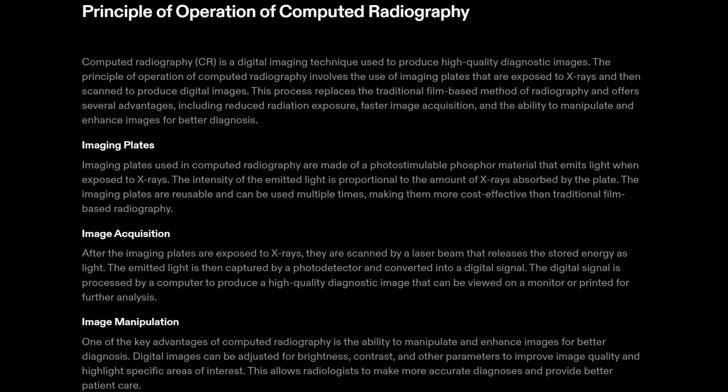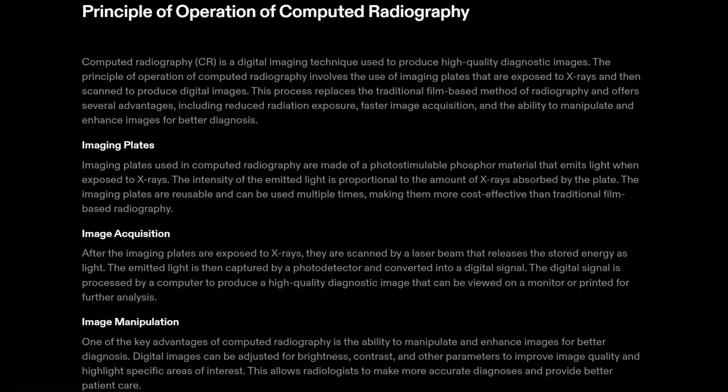First, the imaging plates. The imaging plates used in computer radiography are made of a photostimulable phosphor material, which emits light when exposed to X-rays. The intensity of the emitted light is proportional to the amount of X-ray absorbed by the plate. The imaging plates are reusable multiple times, and this is more cost effective than the traditional method of radiography.